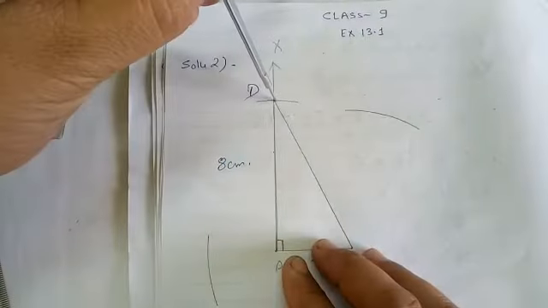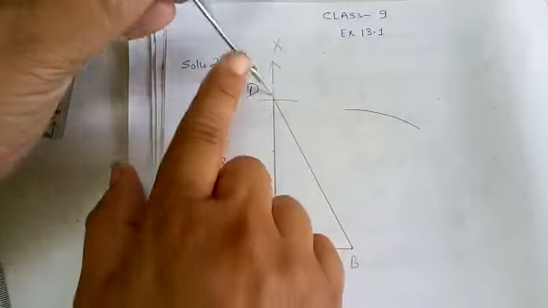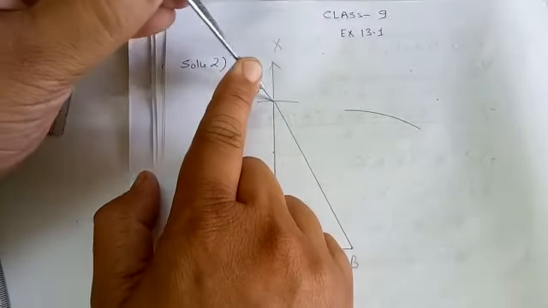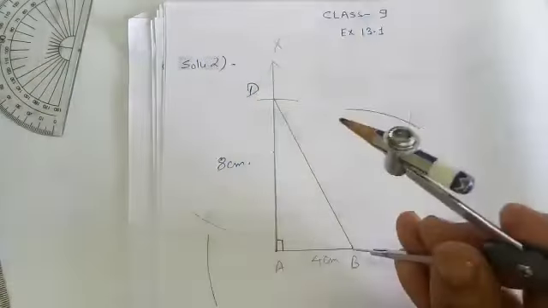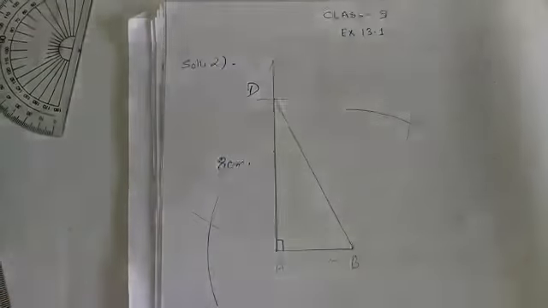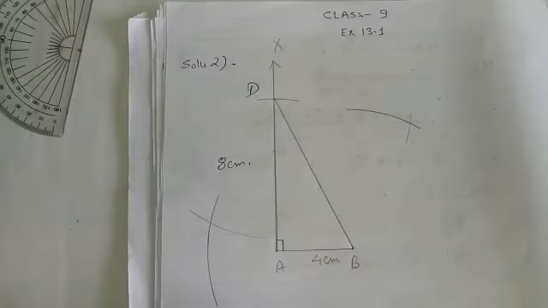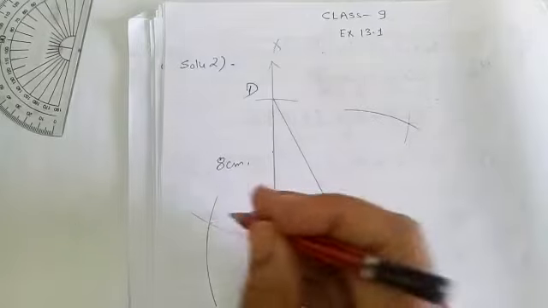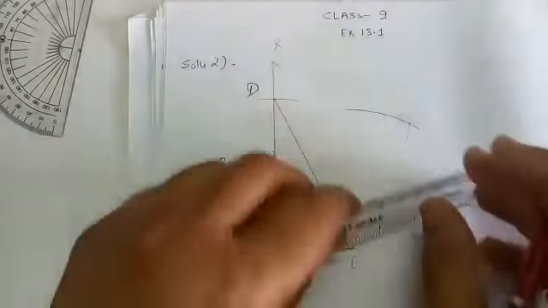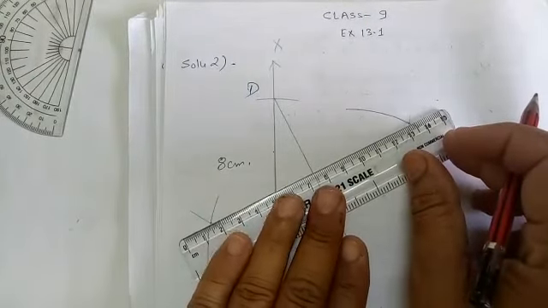From class 6, you are doing the line bisector. By now you should have understood how to bisect a line. From the point two sides, you cut an arc. Where the arc will intersect, join that arc.